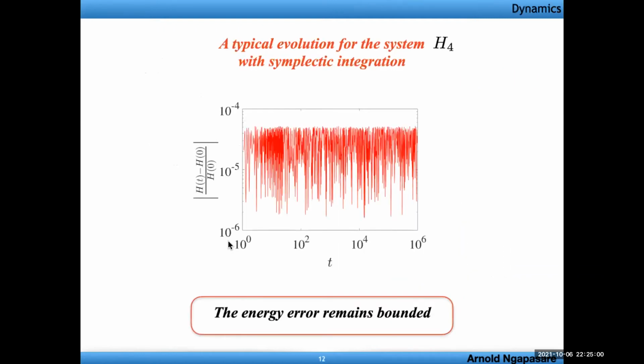So here I'm showing you a typical evolution of the system with symplectic integration, this is H4. The rest of the simulations were more or less like this. I'm just showing it here to give you an idea of what we are doing. The Hamiltonian obviously is autonomous.